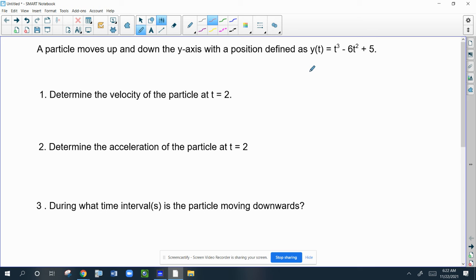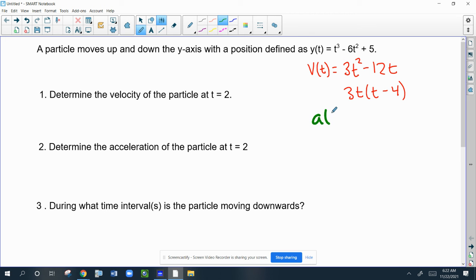The velocity of any particle is just the derivative of the position. So I'm going to do that first. If this is the position, the velocity will be the derivative, which is 3t squared minus 12t. I'm going to factor that because that will be useful.